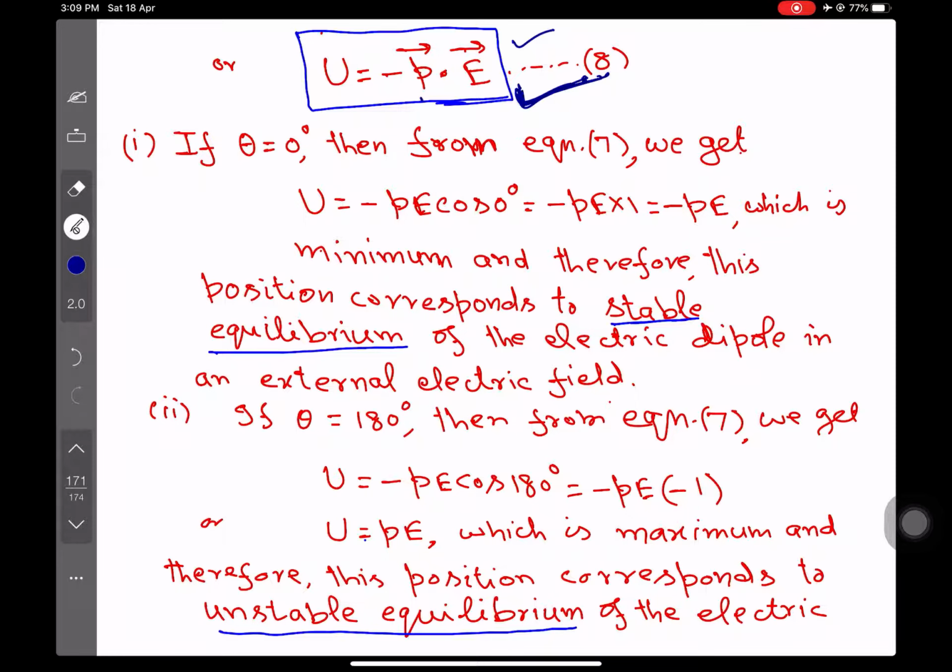Now let us discuss 3 more cases. If theta equals 0, that means P vector and E vector are in the same direction.